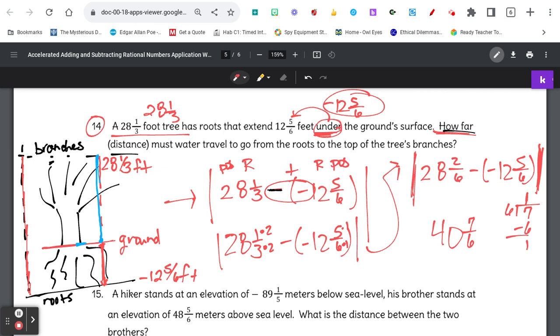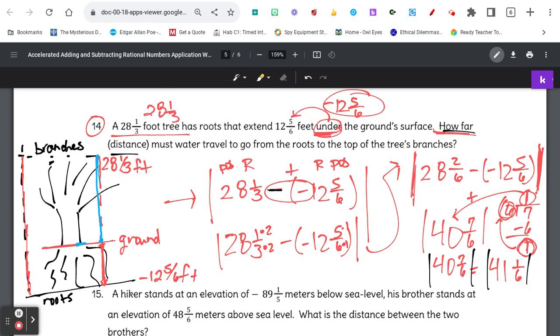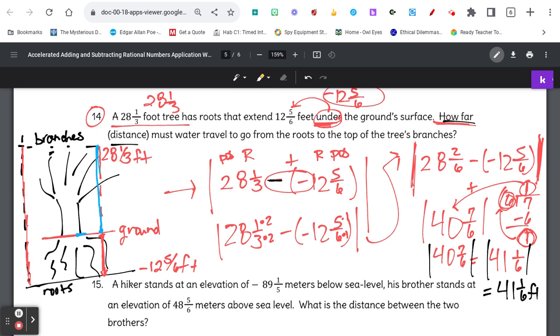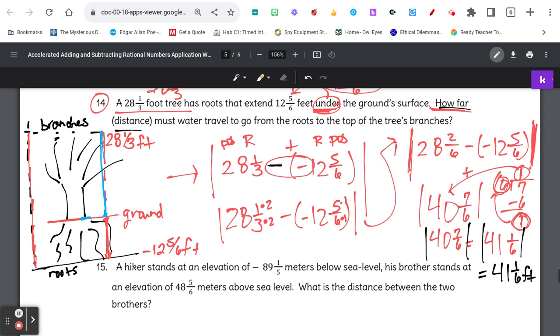So basically, 40 and 7/6 ends up being 41 and 1/6. This 1 got added to the 40. 40 plus the whole number 1 is 41. And then I still have a remainder of 1 out of 6. And all of these are really supposed to be an absolute value. And the absolute value of this is just 41 and 1/6. And it's in terms of feet, guys. That's the distance between the two.